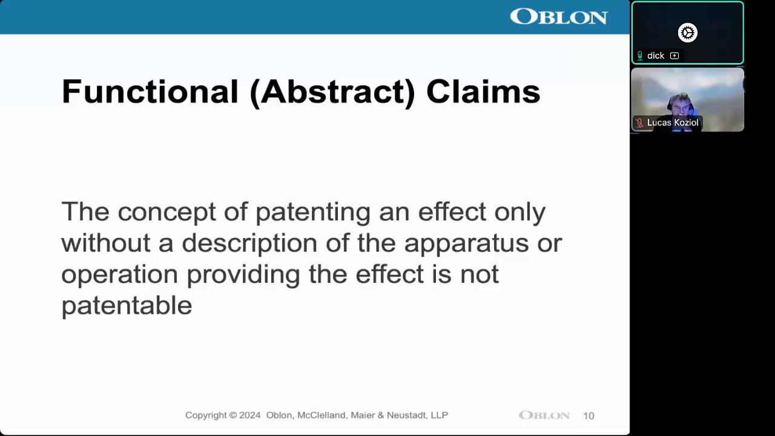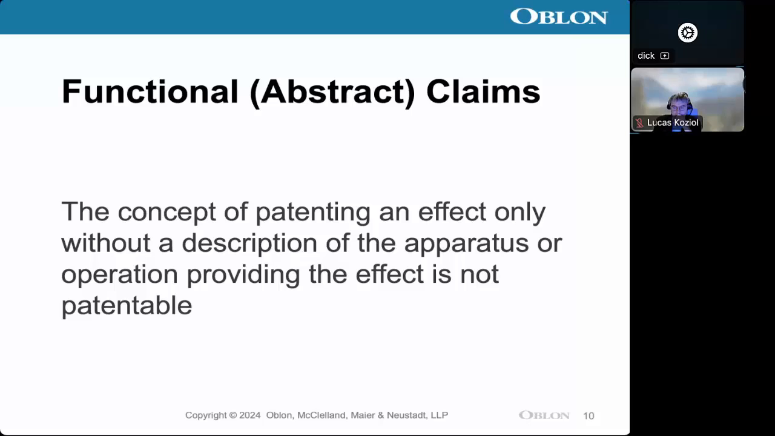Now, when we talk about functional or abstract claims, the way the courts have looked at this over the years, and the courts, I'm talking about the Supreme Court, and before there was a federal circuit, the district courts, they looked at them as being a concept of patenting an effect only without a description of the apparatus or operation providing the effect. And they said that's not patentable. It's not patent eligible.